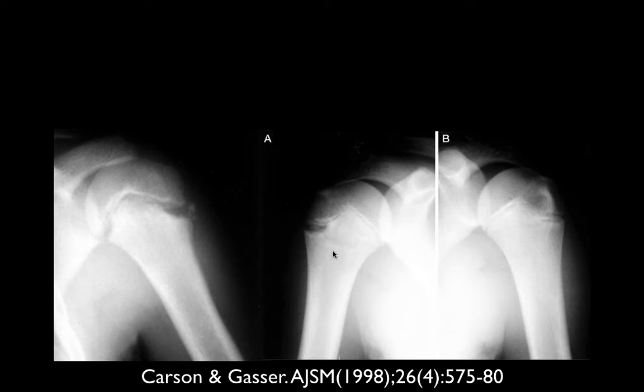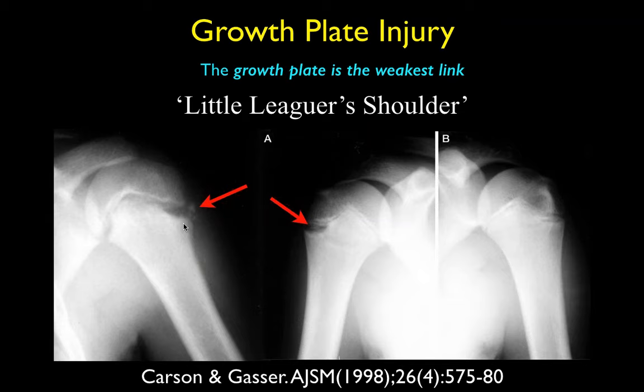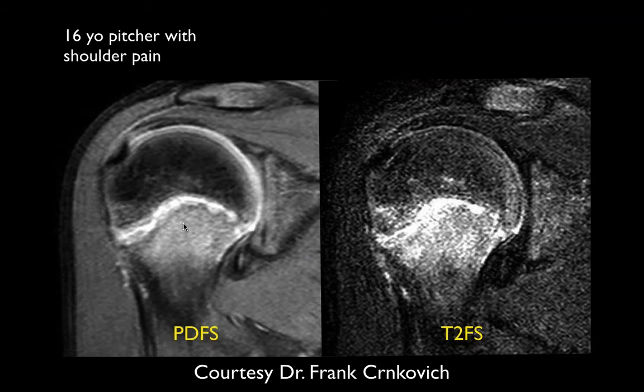Well, I think we have a growth plate injury, and classically, this would be described as a little leaguer shoulder in the appropriate clinical setting. We see the widening, we see the irregularity, especially on the metaphyseal side, and this is a growth plate injury, and this is very classic, especially starting on the lateral side like this. This is really classic for overuse, which is what Little League shoulder is. So this is Little League shoulder.